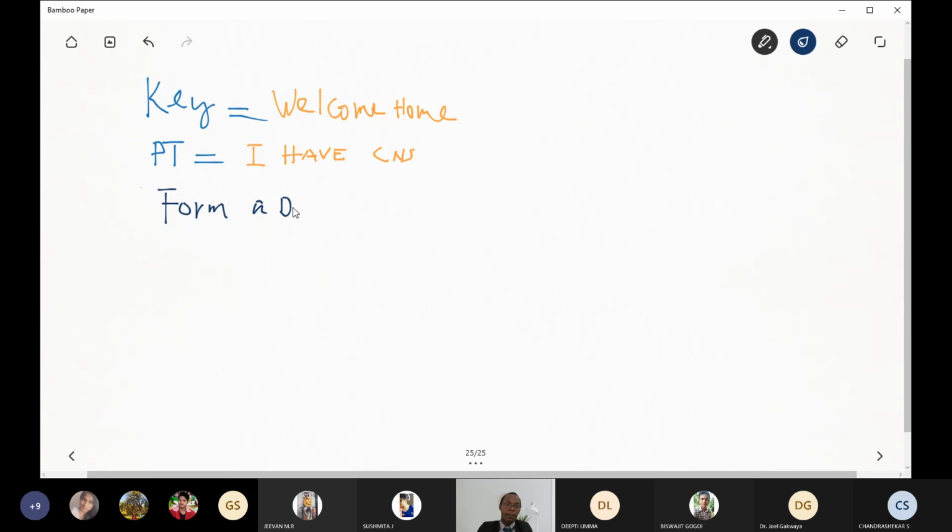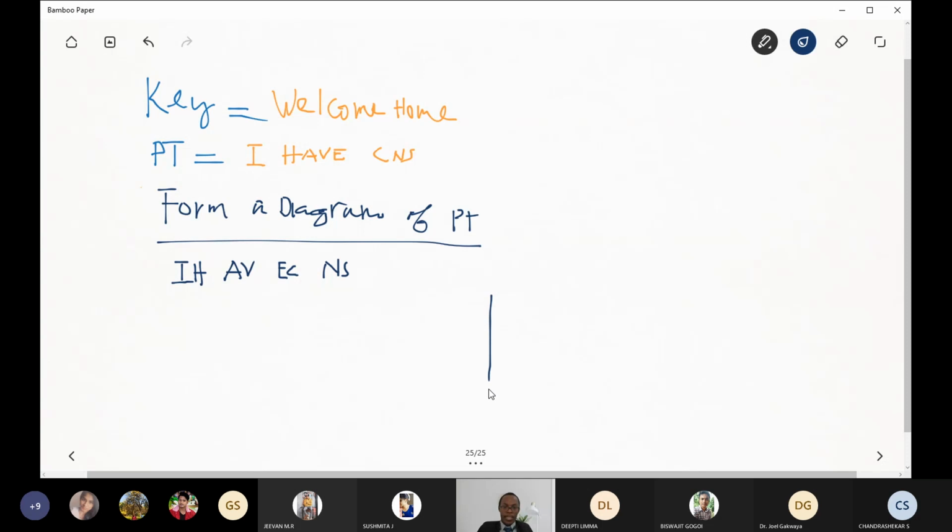Okay, a digraph. Number one, I'm going to form a diagram of the plaintext. I and H, combine them. And A and V, combine them. And I have E and C, and N and S. Good, very good. Now you have a digraph.